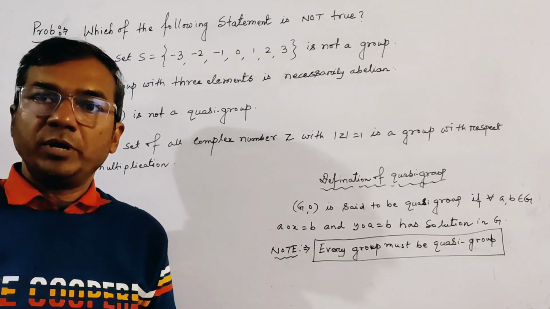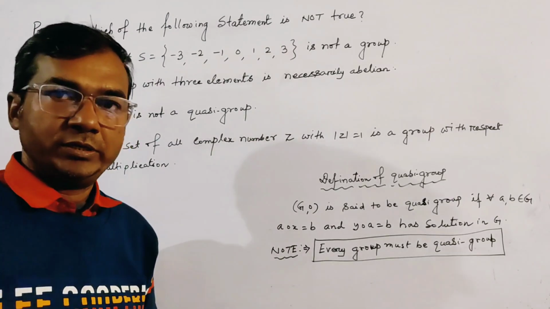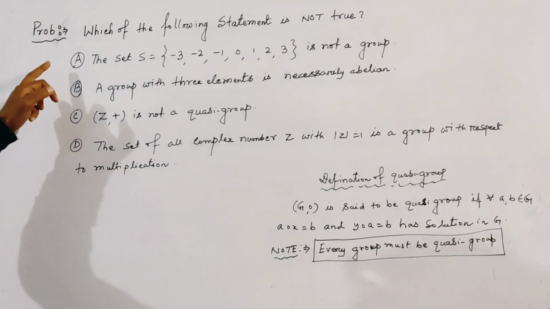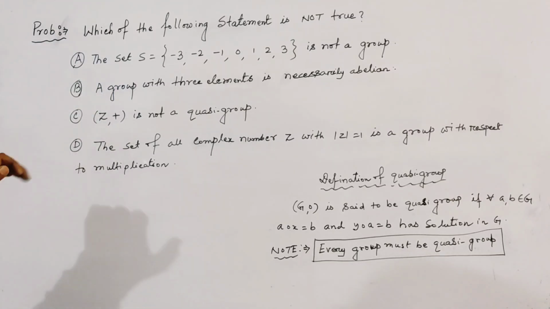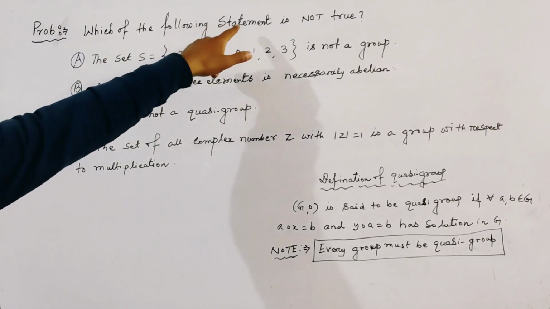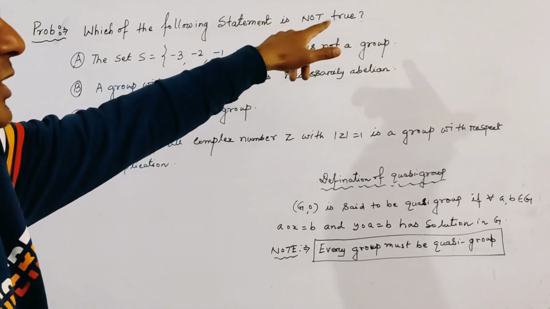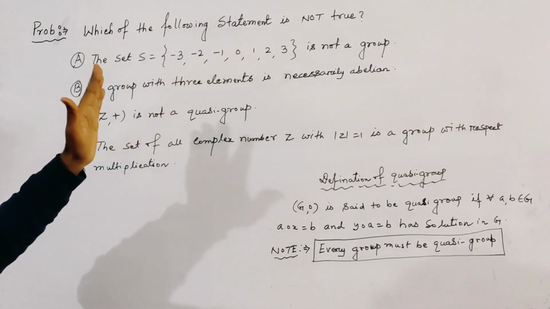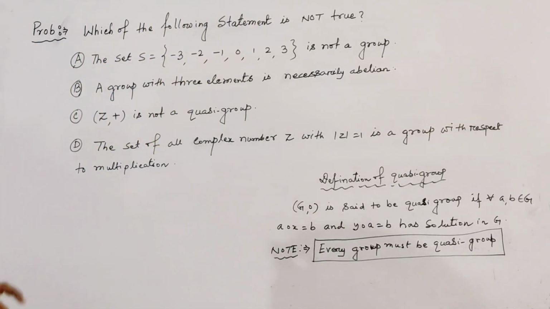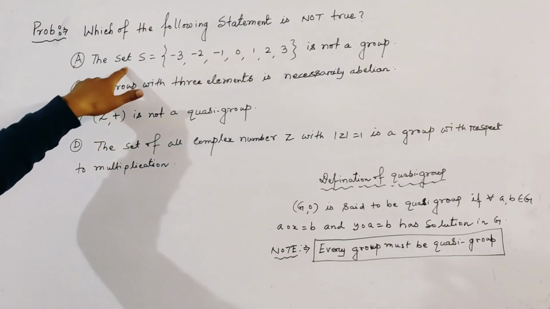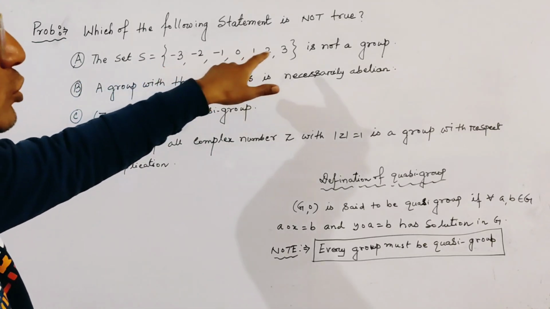MCQ type problem from group theory. Here 4 statements are given. We have to find out the statement which is not true, that is, we have to find out the incorrect statement. Right? The first statement is the set given by this is not a group.